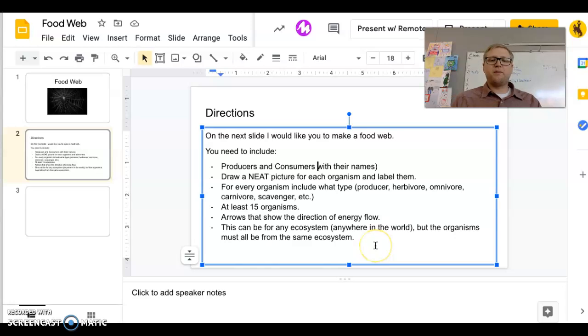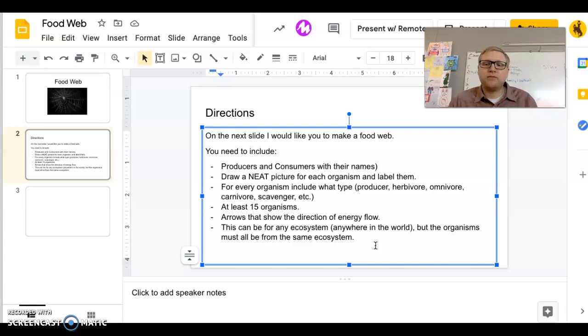Finally, this can be from any ecosystem in the world. Meaning you could do the desert in Arizona, you could do the mountains in Peru, you could do the Amazon rainforest, you could do the savanna in Africa, the jungle in Africa. You could do the Sahara Desert, you could do the Gobi Desert. Australia, New Zealand, does not matter. You can pick any ecosystem, but if you pick an ecosystem, you can only do organisms in that ecosystem.